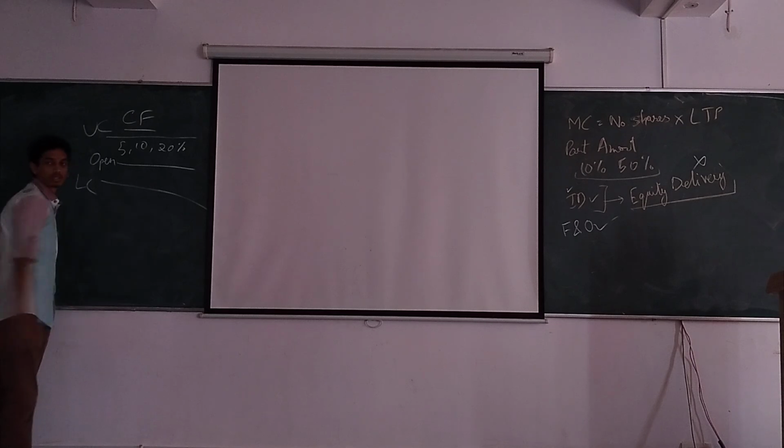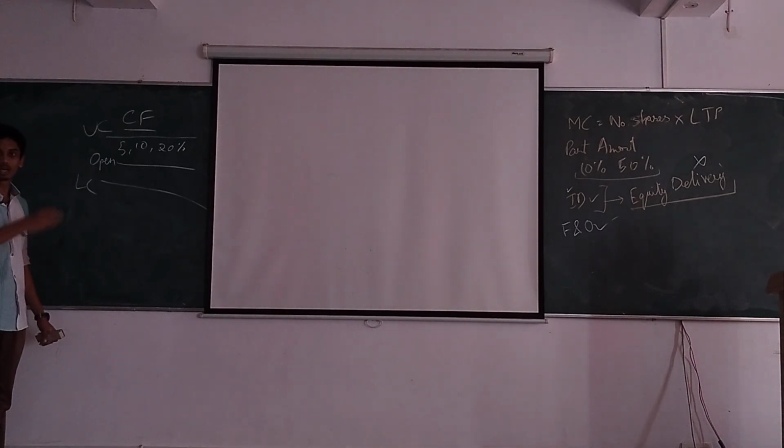What's a market-wide circuit filter? Once it hits 20%, the market stops for the day. If it hits 10% or 15%, it stops for a certain amount of time. Okay?